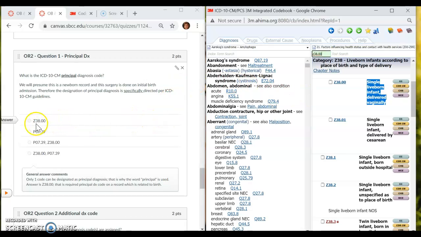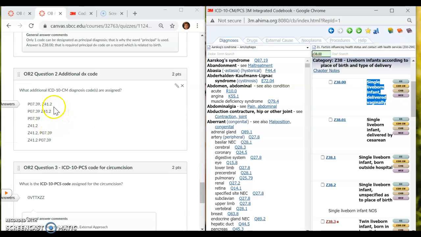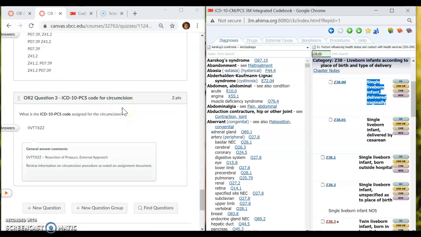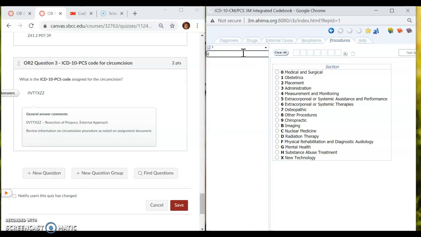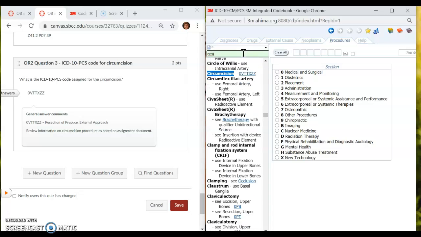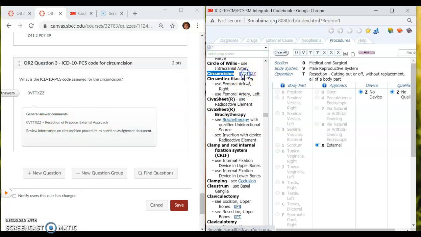So again, it's very important to remember this is our first principal diagnosis we will be using. Okay, and additional codes. So these are pretty basic to know. Everyone did fairly well on these. Okay, so the last question here, the circumcision. So if we just put in, once again, circumcision, which is resection, and right there's our code, 0VTTXZZ.